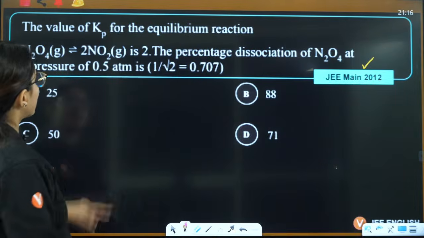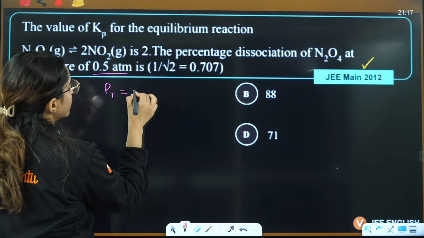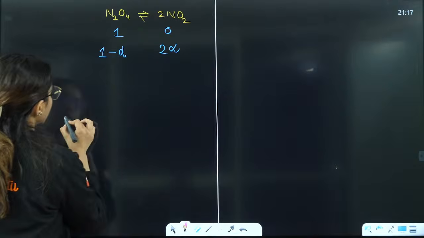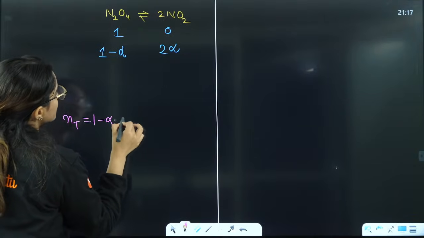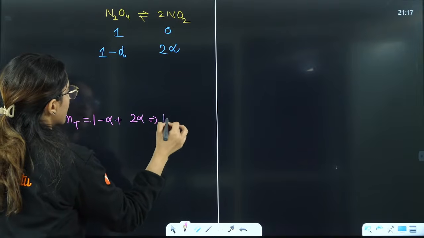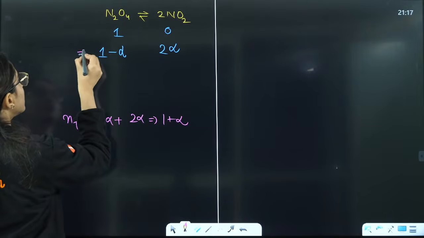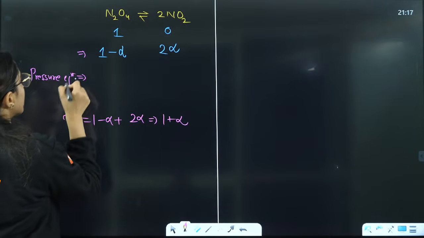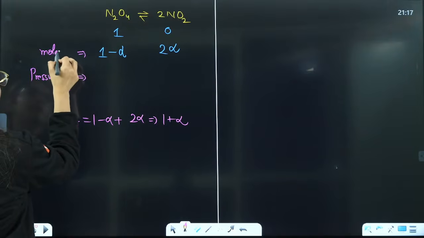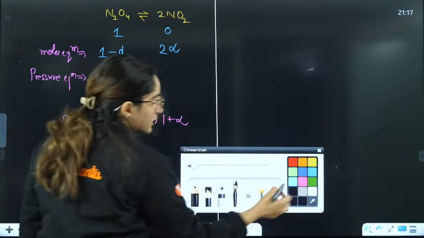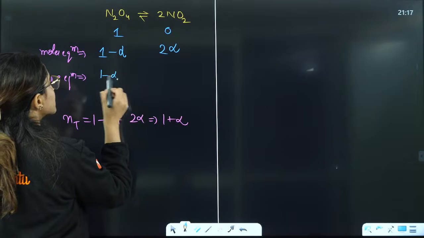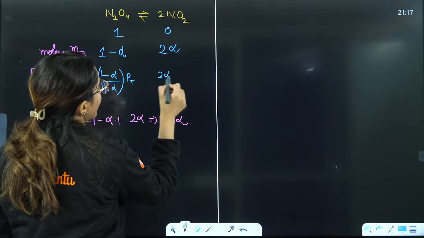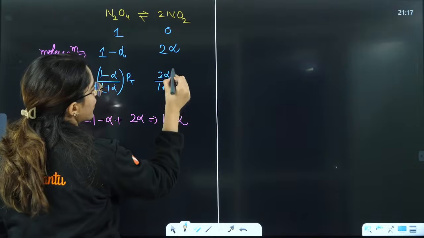If you see, total pressure is given to you, that is PT is given to be 0.5. What is the total number of moles here? Total number of moles are 1 minus alpha plus 2 alpha, that is 1 plus alpha. So what you will do? You will calculate the pressure at equilibrium. These are the moles at equilibrium. So this will become 1 minus alpha by 1 plus alpha multiplied by PT. This is 2 alpha by 1 plus alpha multiplied by PT.